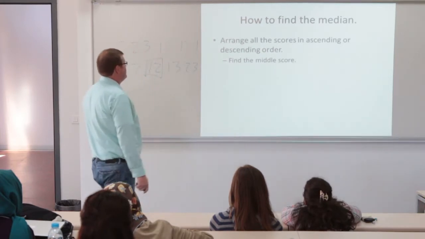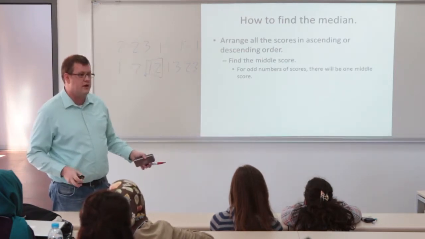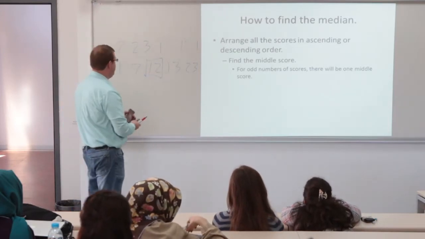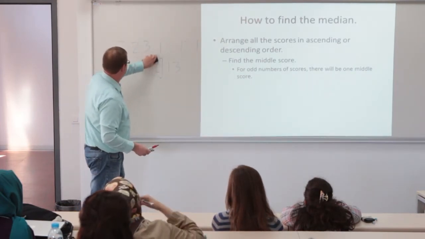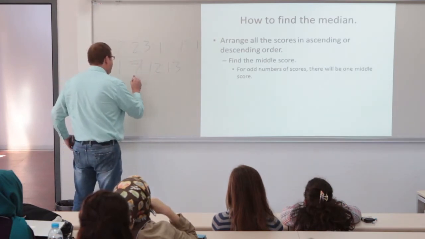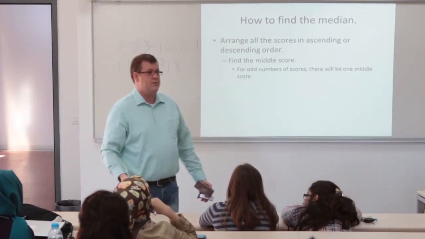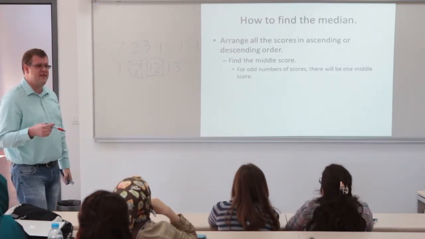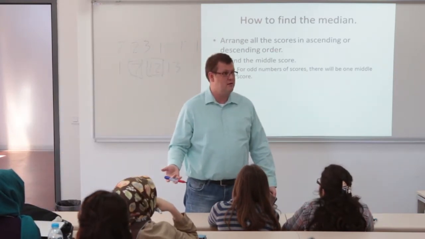Okay, so we're going to arrange all the scores in ascending or descending order, and then we're going to find the middle score. For an odd number of scores, it's just the one that's in the middle. But what if we didn't have an odd number of scores? What do we do if we have an even number of scores? What did you say, Allah? The 2 in the middle, we find the mean for them. We take the 2 that are in the middle and calculate the mean. So 12 plus 7 is 19, divided by 2. That's 9.5.